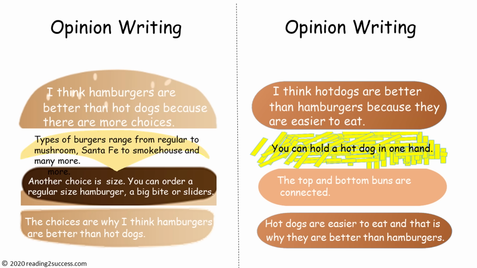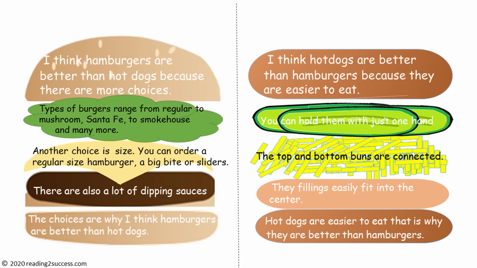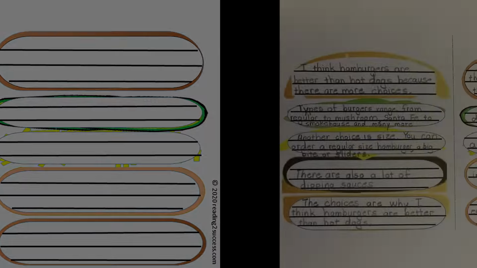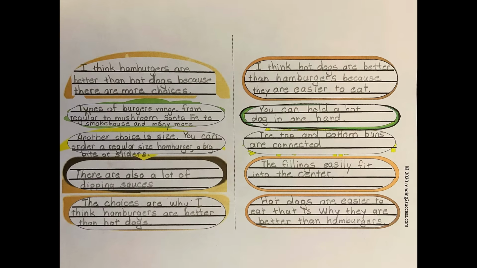This would be day 3. We would begin by reviewing our opinion writing with 2 reasons and then move into our opinion writing with 3 reasons. This is the template for kids to complete for 3 reasons, and this is a completed example.